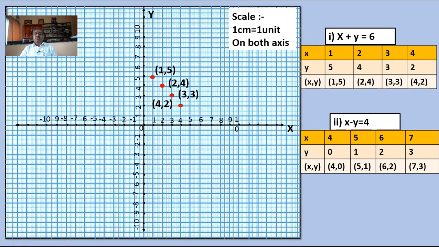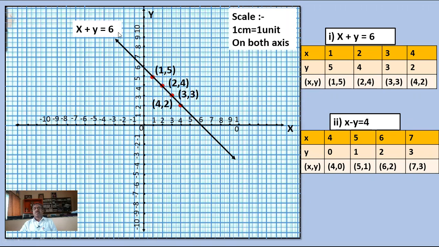We draw the line passing through the given 4 points. Therefore, we get a straight line. This is the graph of the equation x plus y is equal to 6.